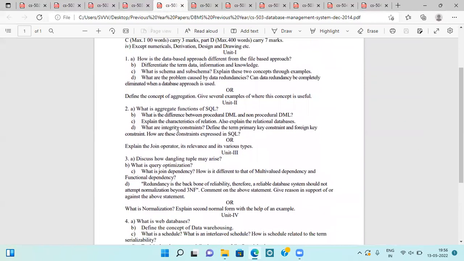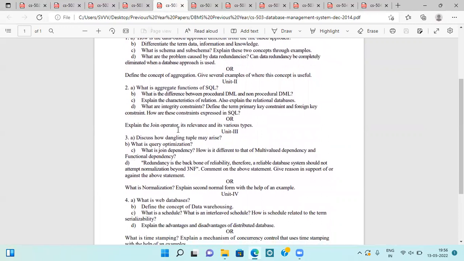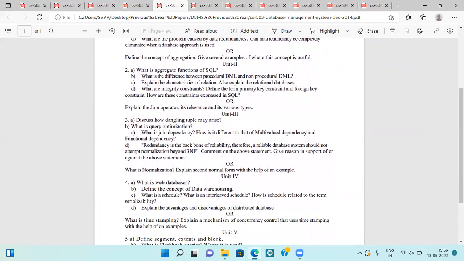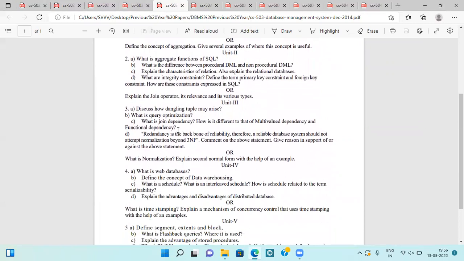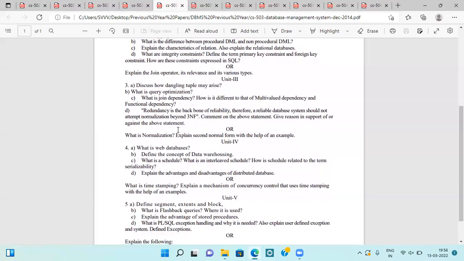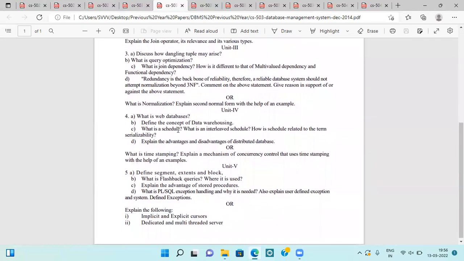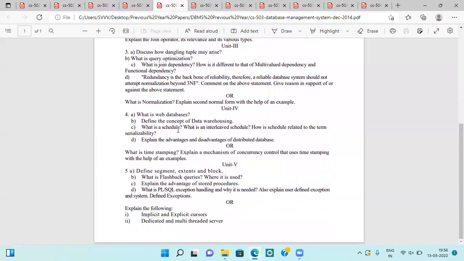aggregate functions of SQL, difference between procedural DML and non-procedural DML, then characterization of relation, integrity constraints, join operators, then dangling tuples, how do they arise, and query optimization, joint dependency, then normalization, web database, data warehousing, interleaved schedule, advantages and disadvantages of distributed database, time stamping, then segmentation, extents and blocks, some questions about these, PL/SQL based, implicit and explicit cursors, dedicated and multi-threaded servers.